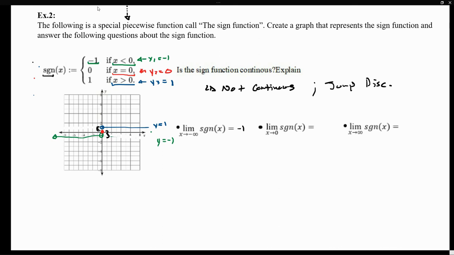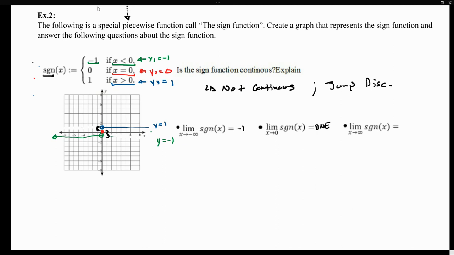Now, what happens to the sign function when x equals 0, which is exactly right here? Well, if I'm approaching 0 from the left, I'm getting closer and closer to the value of negative 1. And if I approach 0 from the right, I'm going to have a y value of positive 1. So from the left, you're approaching negative 1, and from the right, as you're getting closer to 0, you're at positive 1. They're not matching the same values. They're going to different y values. So therefore, the limit does not exist.